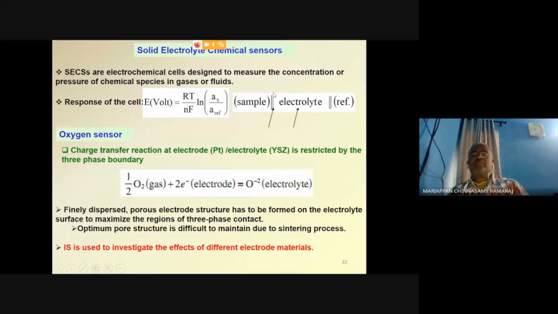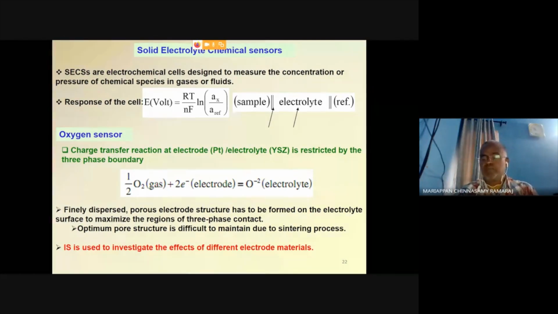electrode, which is a conducting material, and the electrode should be porous. You have to have a porous structure so that the oxygen can penetrate and diffuse. Maintaining and optimizing this porous structure is really challenging. By using impedance spectroscopy, you can find out what kind of electrode is better and which porous structure condition is better.